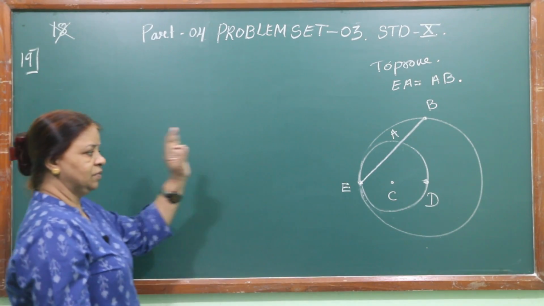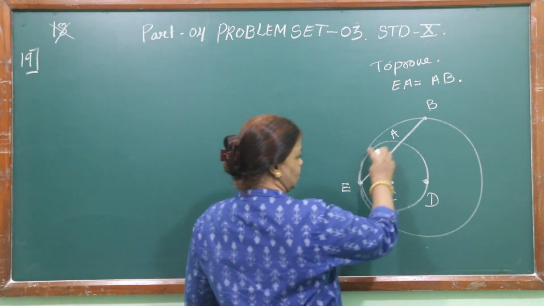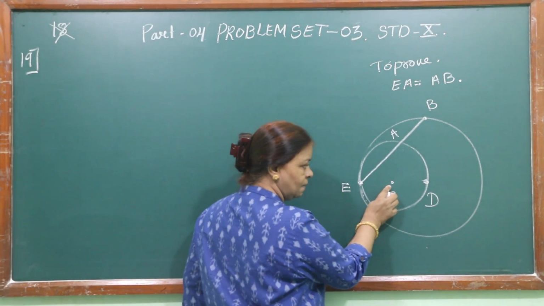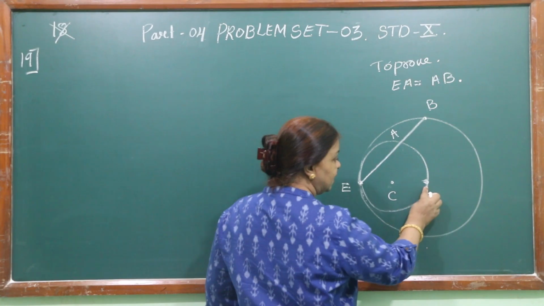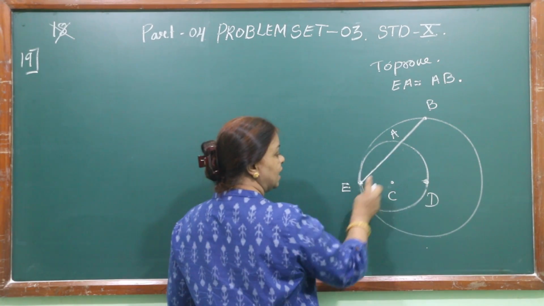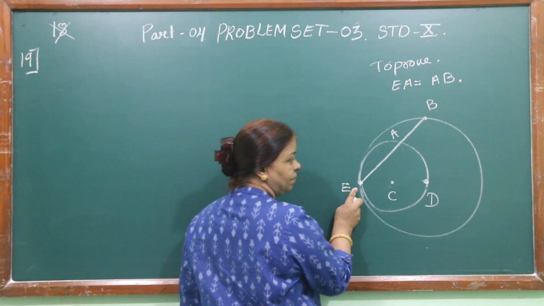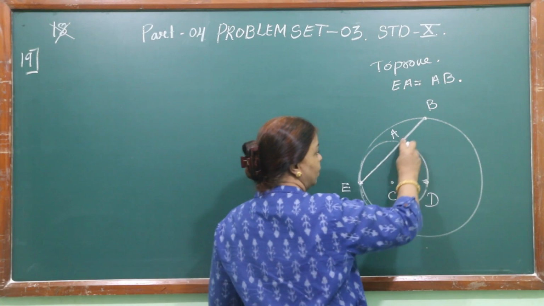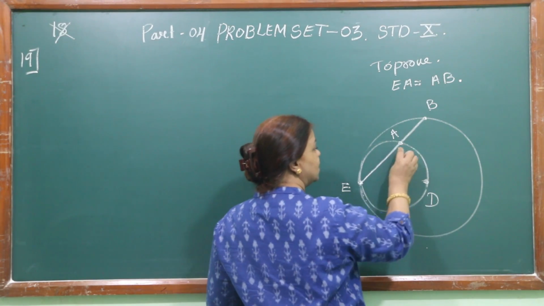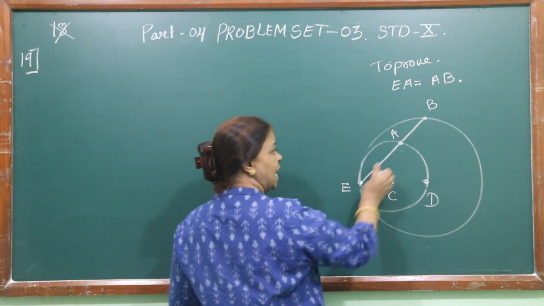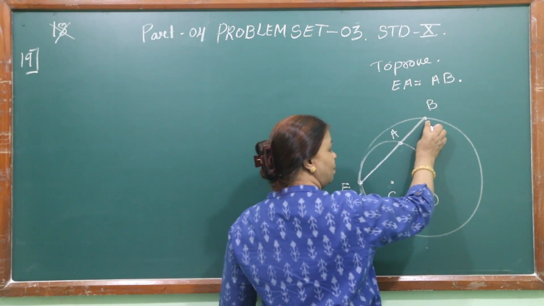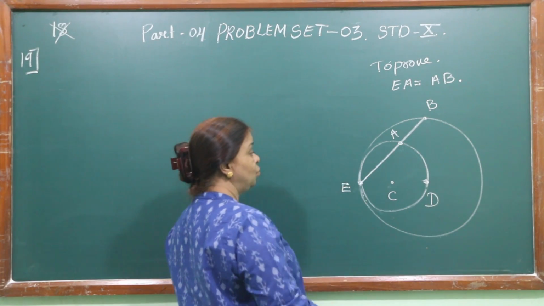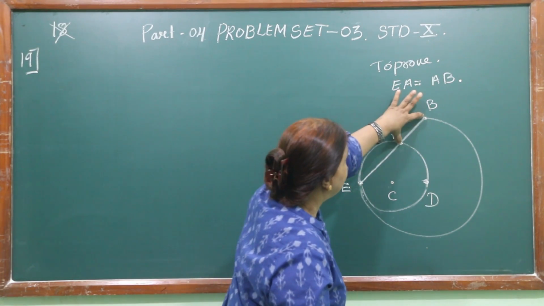Fine, children. Once again I repeat, smaller circle is with center C, bigger circle is with center D. Both the circles are touching each other at point E, and there is a big chord which intersects the smaller circle at point A and cuts the bigger circle at point B. We want to prove that EA is equal to AB.